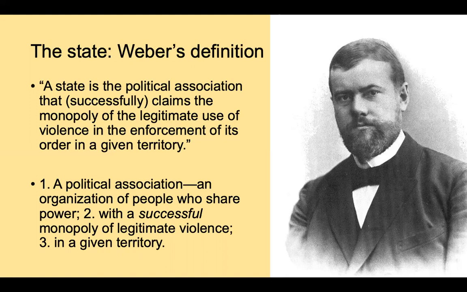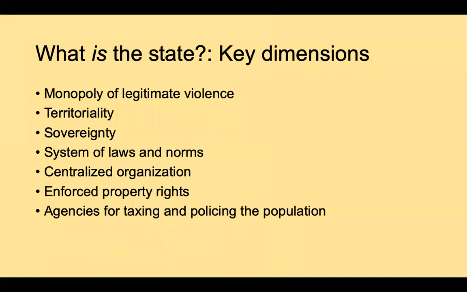So to recount, we have a political association that has established a successful monopoly of legitimate violence in the form of a claim to the power to use violence in a given territory. These are the three dimensions that form the classic Weberian definition. This definition, you'll see, encapsulates everything that is essential to our understanding of the state. Now, there's more to it, but this definition helps us to begin to see what we mean by the state.